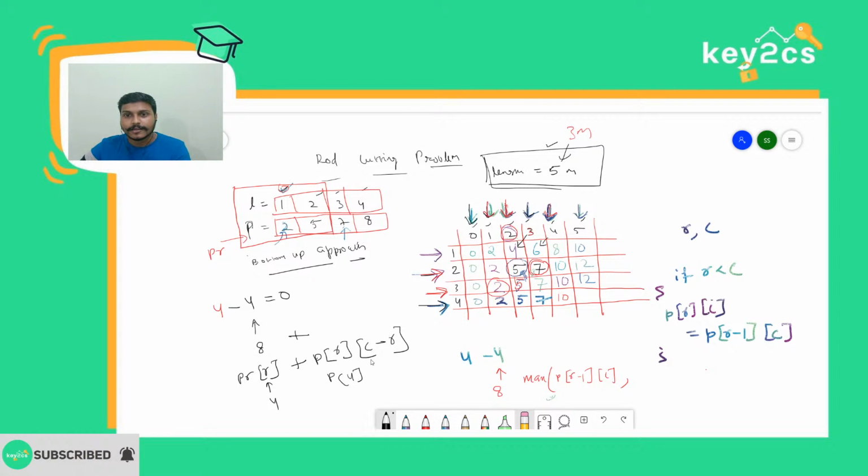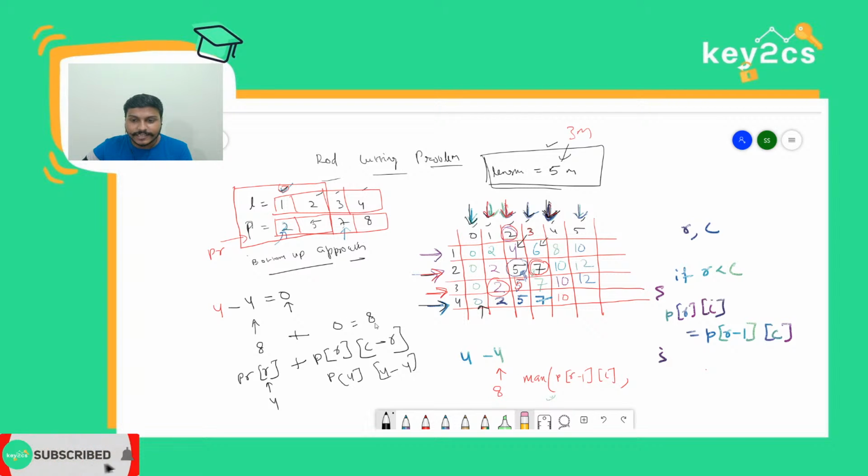C is again 4. Let's say C is 4. So let's say we are here. Total length is 4, so 4 minus R is 4. Why are we subtracting 4? C minus 4, because we have to find the remaining length. Remaining length is 4 minus 4, 0. So what is P of 4, 0? What is the value? That is 0. So 8 plus 0.